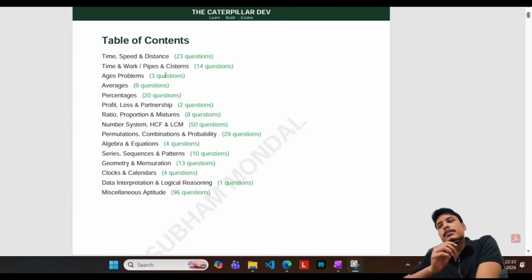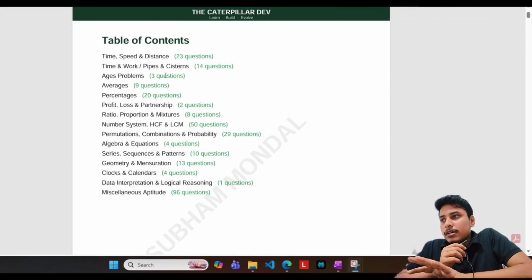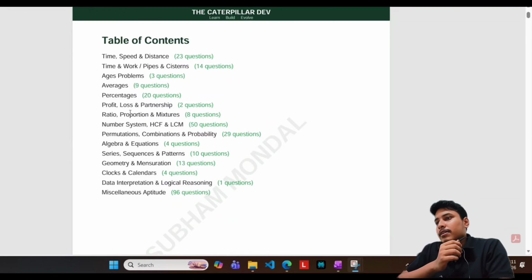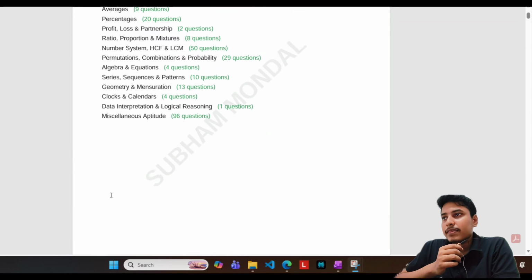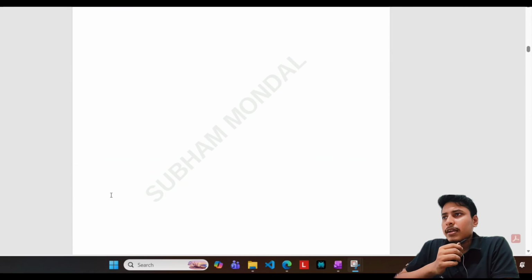Data interpretation and logical reasoning are a very easy part. Most students ignore data interpretation and logical reasoning because they find that part very lengthy. But it is very easy and the answer is very, very direct. You just have to look at the question and see what they want. There are 96 questions from miscellaneous aptitude, in 97 pages.